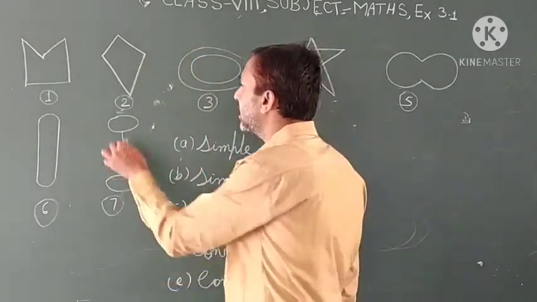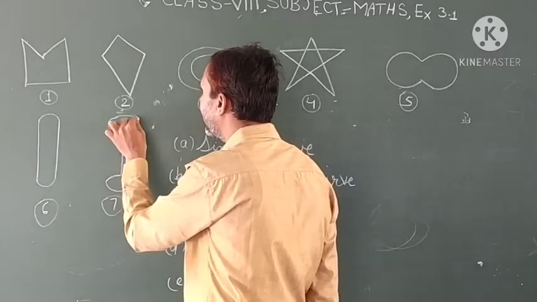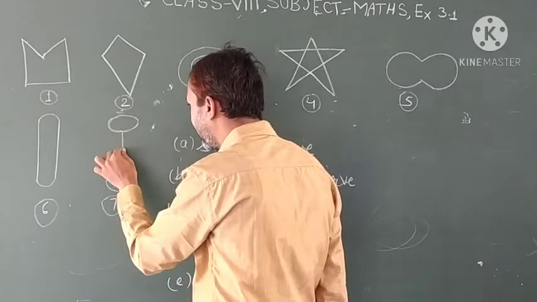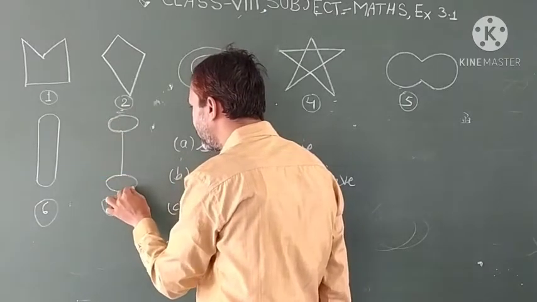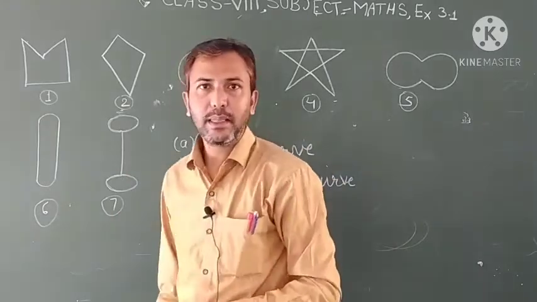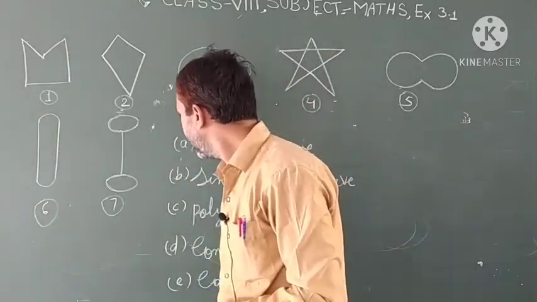Why? Because it has two common endpoints. If I draw a figure like this, starting from this and I draw like this, there is one common point, then I move downwards, again I draw this and again a common point. So a figure having two or more common points is not a simple curve.